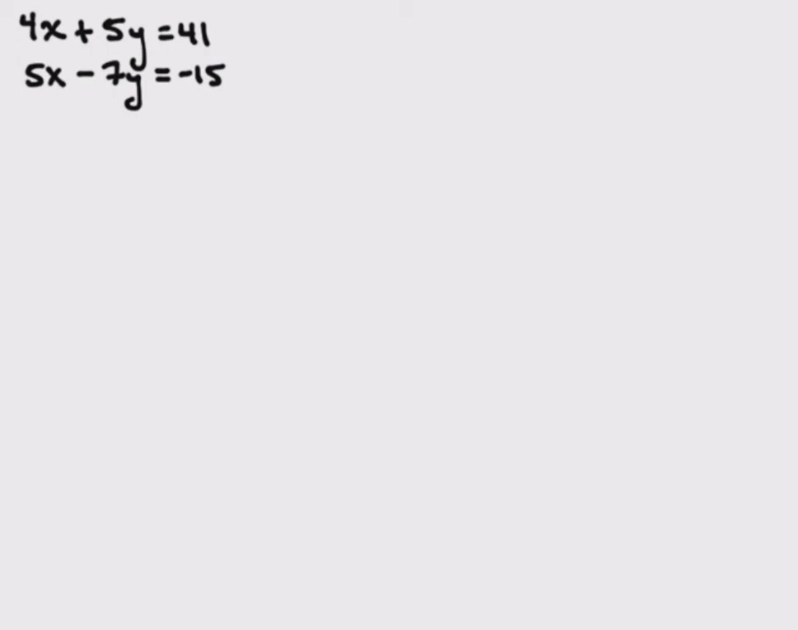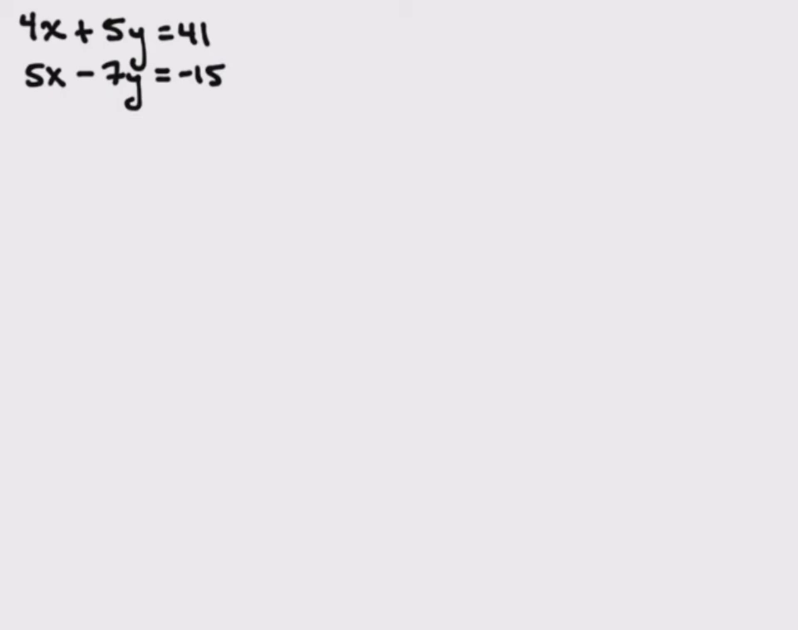Now, I'm looking, and there are no gimme terms here. It would be great if we had a positive 4x and a negative 4x, or a negative 7y and a positive 7y, but we don't have that. And not only that, it's impossible to manufacture one of those pairs that add to 0 by multiplying just one of our equations by a number. So this is going to be a lot more challenging.